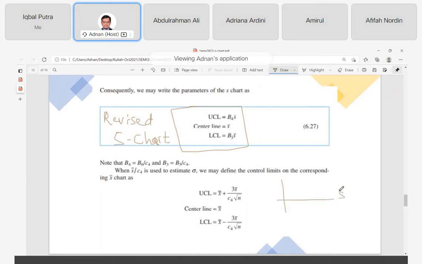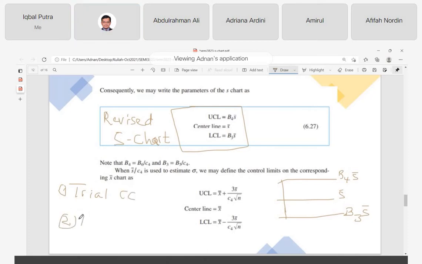This is S bar. This is B4 S bar, based on estimated data, and this is B3 S bar. Okay, so remember that when we do a control chart, first we have the trial. After we remove the assignable cause, we revise. Okay, we have a revised control chart.